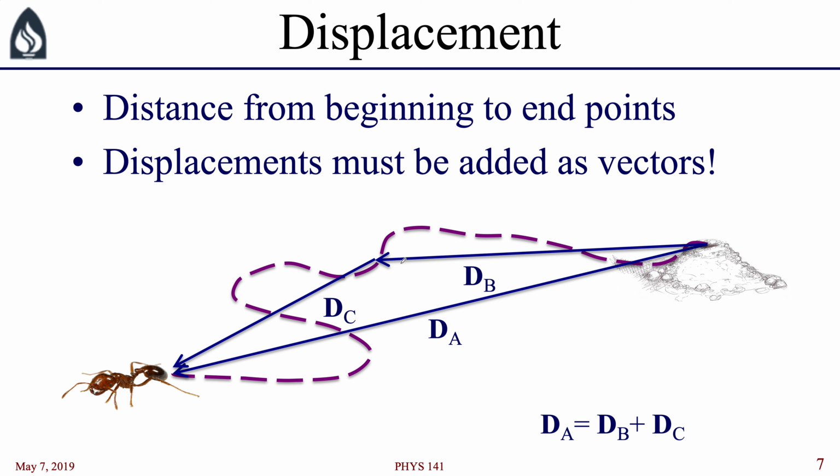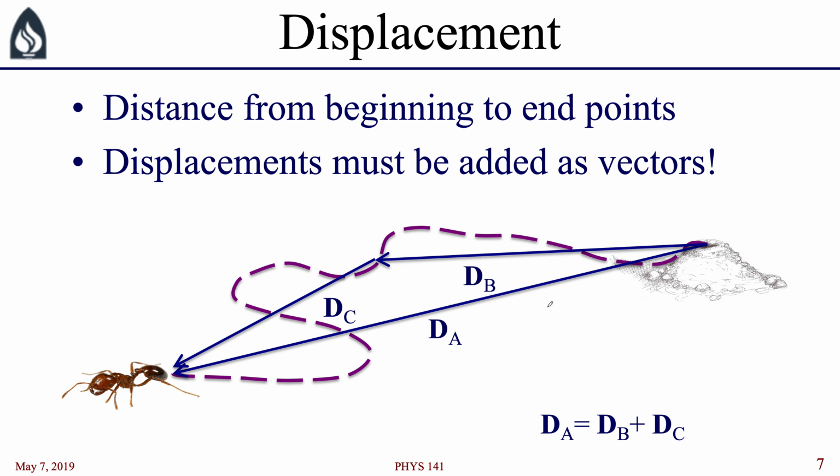You'll notice something interesting about displacements. If we consider the ant's halfway point along its journey, the distance from the anthill to the halfway point would be this dB distance, and then the displacement from the halfway point to the ant's final point would be the length of this second arrow, dc. Now, if we add together the length of this first displacement to the length of the second displacement, we would actually get something longer than the displacement distance for the entire journey. So that means we have to add together the displacements as vectors in order to get the correct answer.